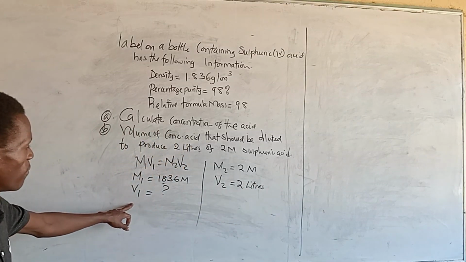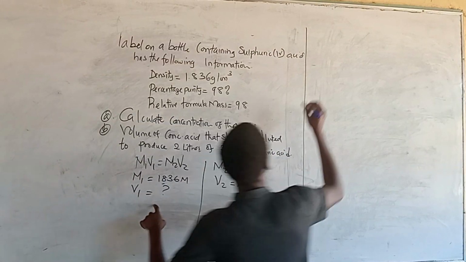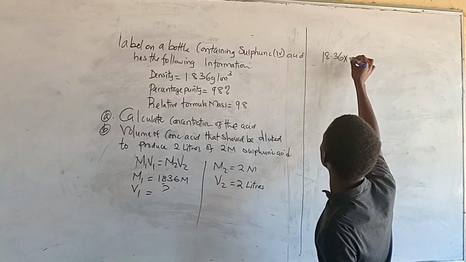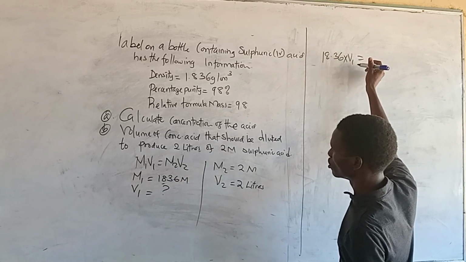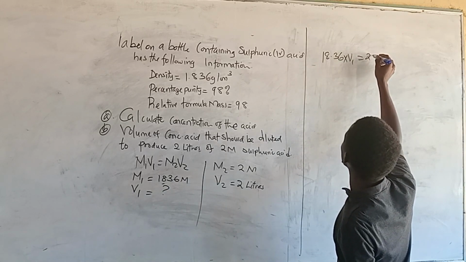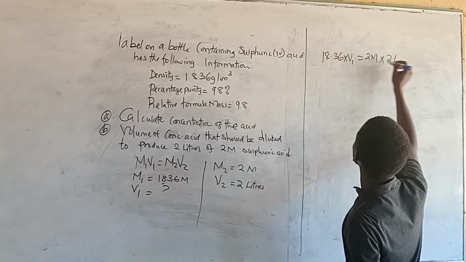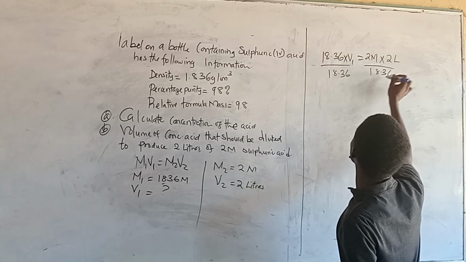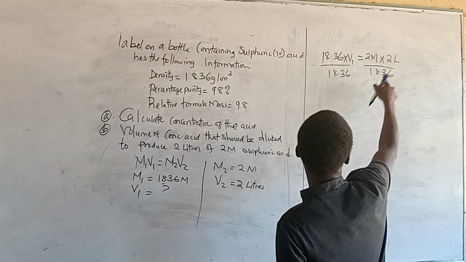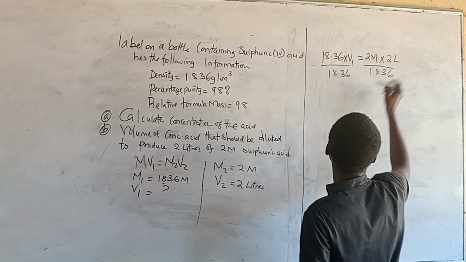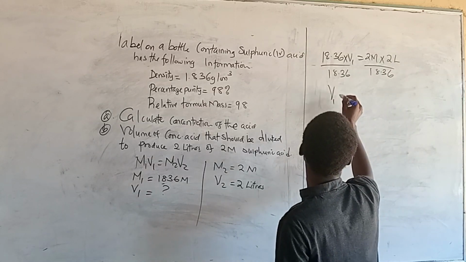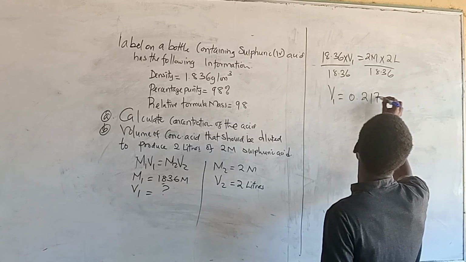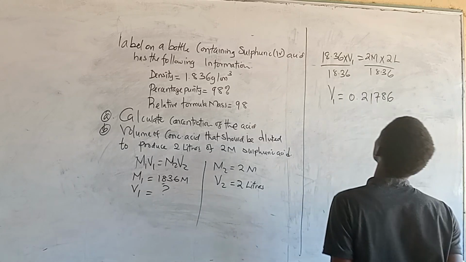So using the formula, we are going to substitute. This one becomes very easy: 18.36 times the initial volume will be equal to 2 molar multiplied by 2 liters. So we are going to get our answer in terms of liters. When you divide this, you realize that V1 will be equal to 0.21786 liters.